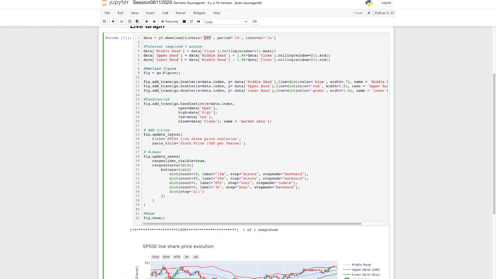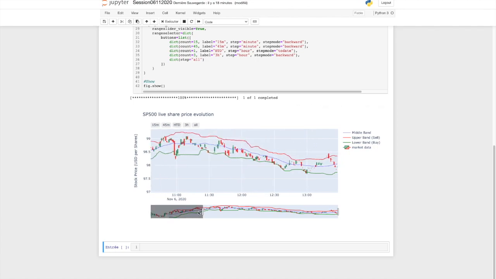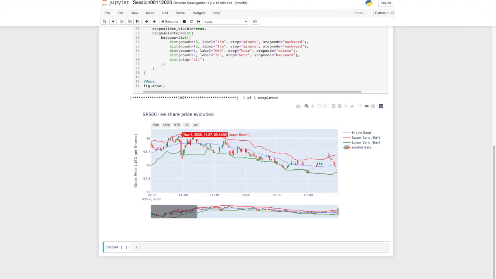For instance, if we take a look at Jacobs Engineering, and you follow the Bollinger Band just between this period, let's say you sold your shares at 99 and bought them back at 98.3. Just a quick calculation: 99 minus 98.3.